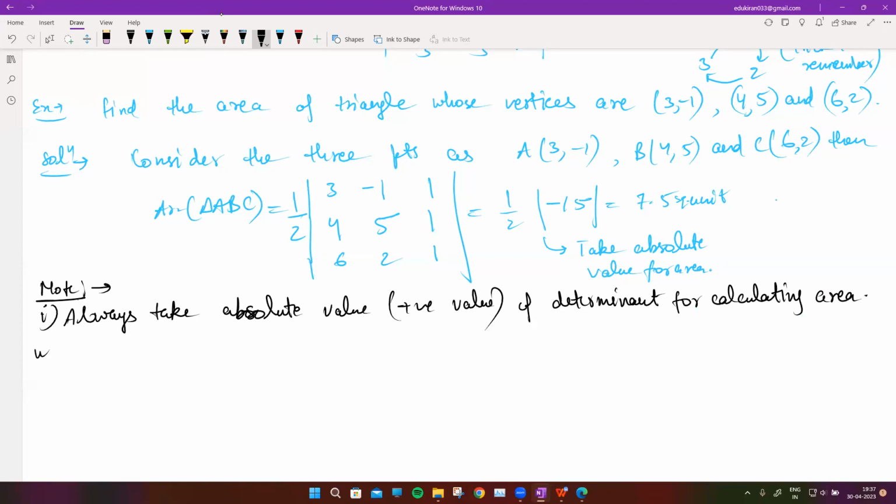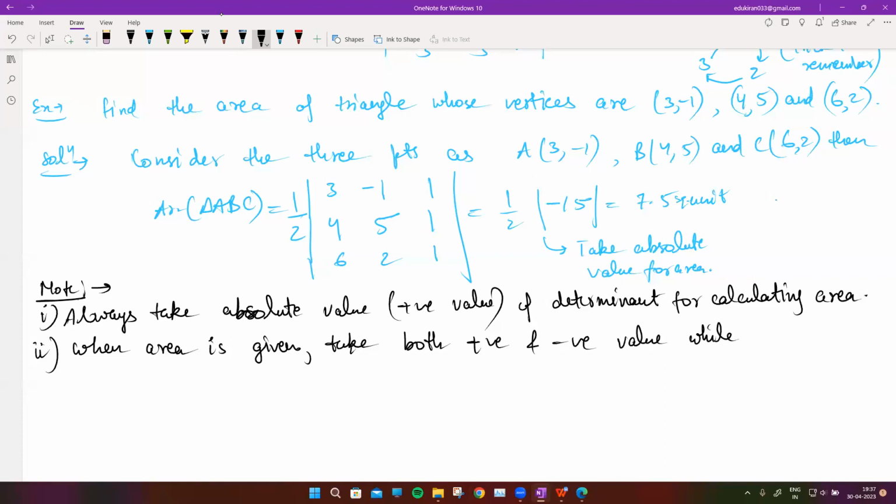And the second point is, when area is given, take both signs. We will explain the second point in a bit when we solve the question.